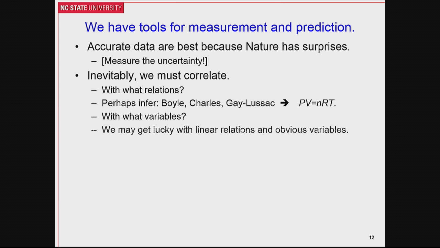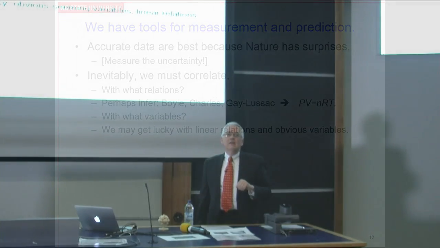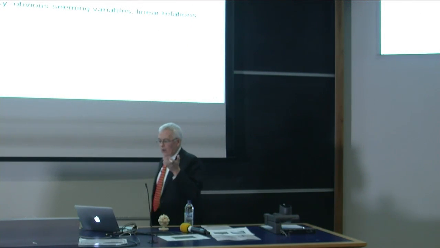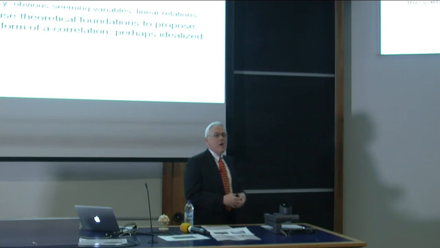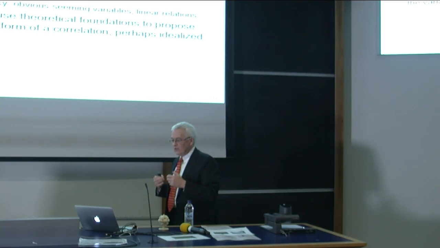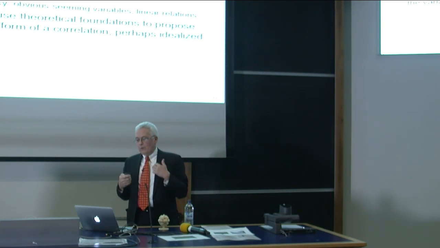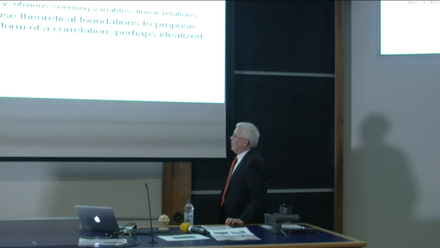We may get lucky. The variables may be obvious. The relations may be linear. Often enough, they're not. Now, what do we do? Well, usually what we have to do is take some theoretical foundations, perhaps an idealization, but then we come up with an understanding of what sort of behavior there might be, what sort of correlation we might strike.